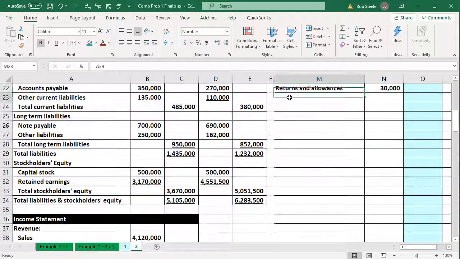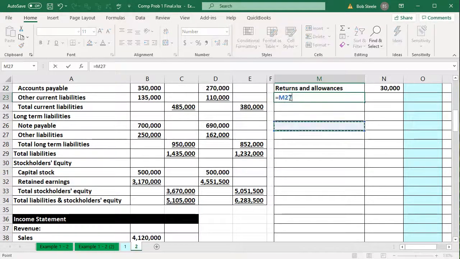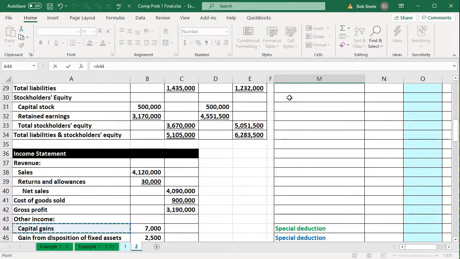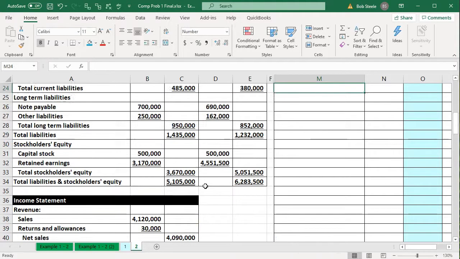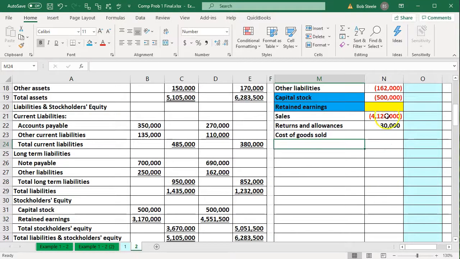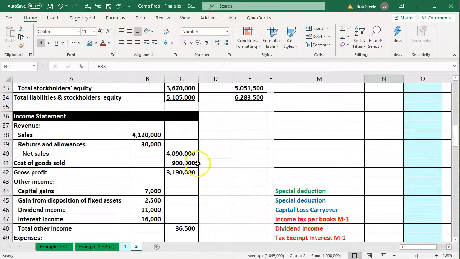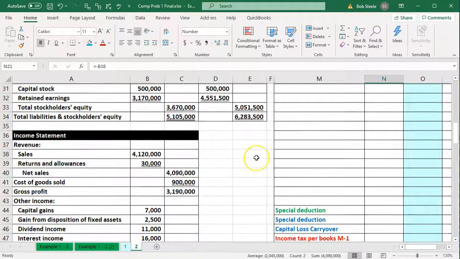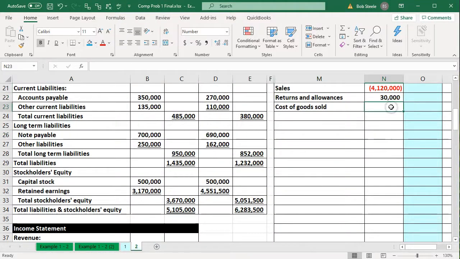Next one is cost of goods sold. I'm going to say equals. We're going to scroll on down to the cost of goods sold. Notice we're not picking up the net sales, which is basically the net of the first two. So I'm going to pick up the cost of goods sold. If we want to check the net sales, I can highlight these two and check that subtotal, which should be the 4,090,000. There's the 4,090,000. So that checks out. It does check out. Totally checks out.